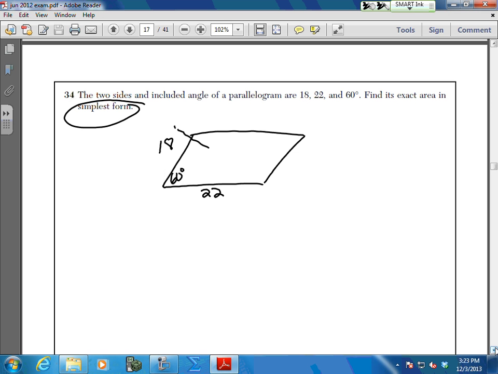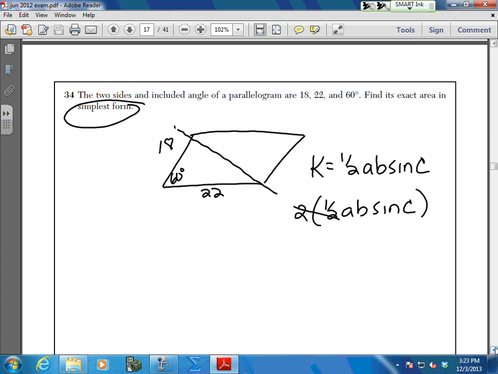If you noticed, your parallelogram cuts into 2 equal non-right triangles. So you look up your formula for one non-right triangle. Since we have 2 of these, we're going to multiply this by 2, which gets rid of your fraction. So your area for your whole parallelogram is going to be AB sine C. So we're going to plug in 18 times 22.